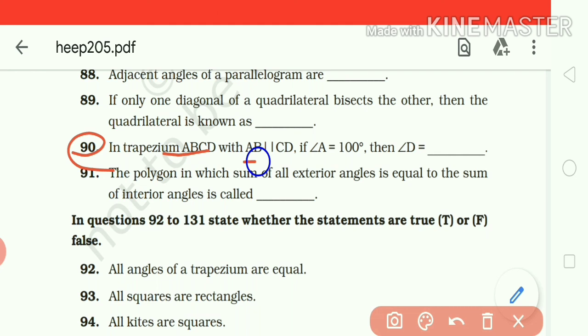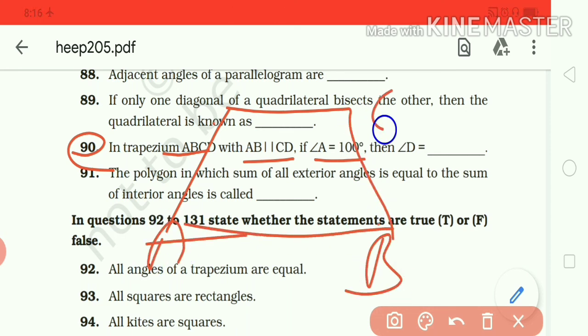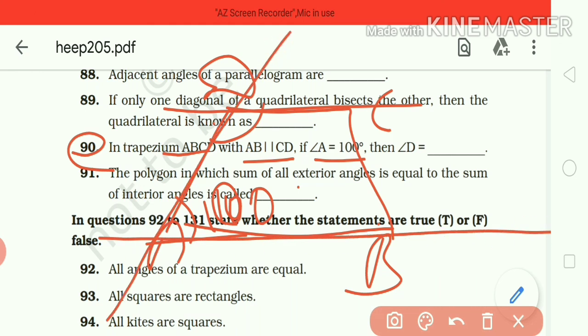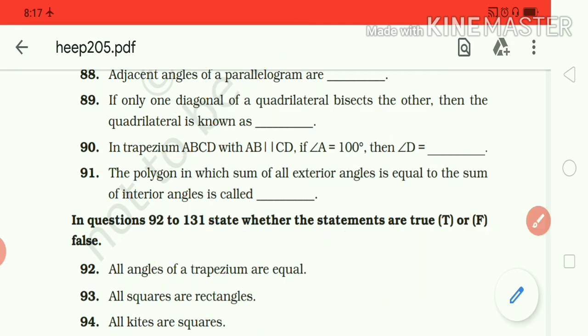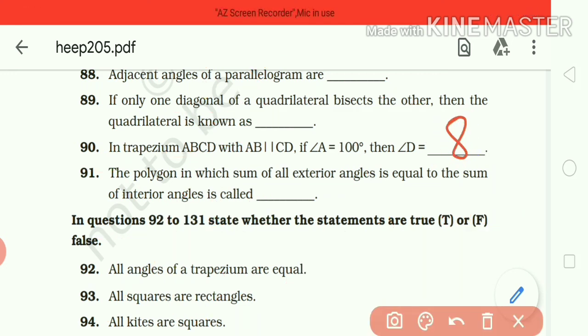In a trapezium ABCD, AB is parallel to CD, angle A is 100, then angle D is, you know that if I am taking a trapezium ABCD, this A is 100 degrees, and we have to find this D. If these two are parallel and this is the transversal, these are the interior angles on the same side of the transversal, so they are supplementary. So angle D is equal to 180 minus 100, because their sum will be 180 degrees, so it is 80 degrees. You subtract 100 from 180, you will get 80 degrees, right?